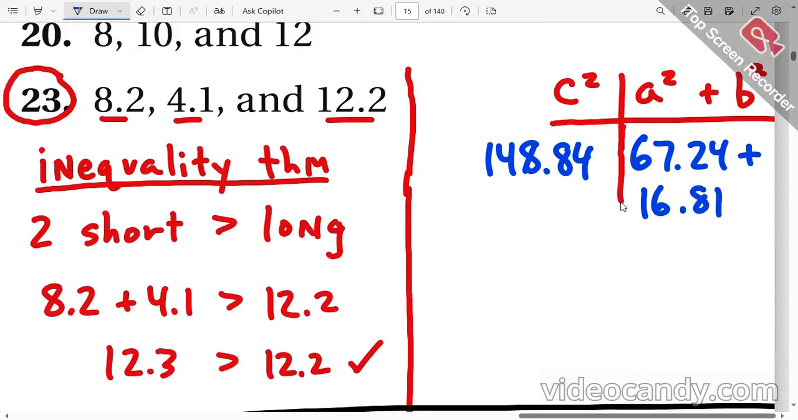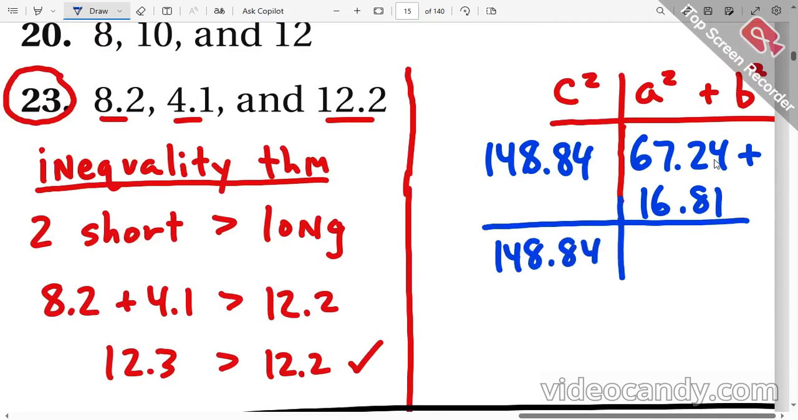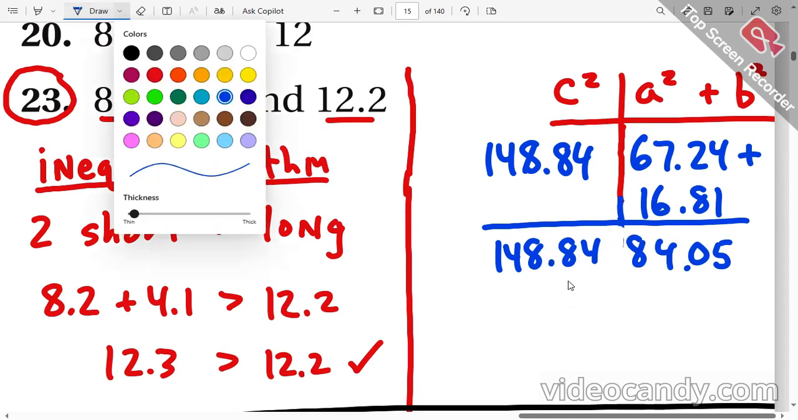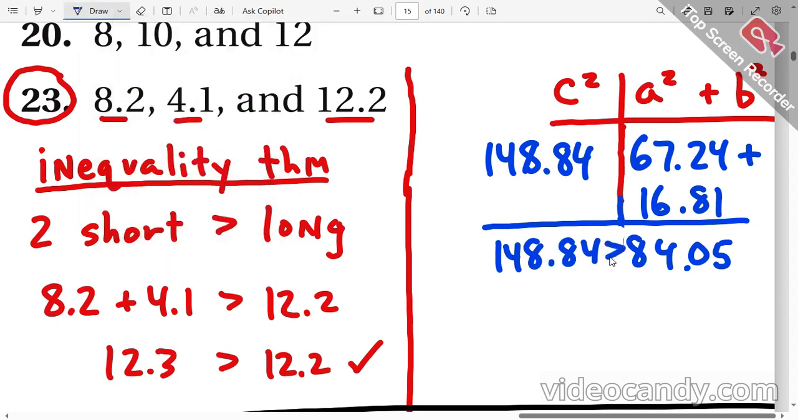All right, let's see. 148.84 is your c squared. Adding these two, 4 and 1 is 5. 2 and 8 is 10, carry the 1. 13, 14, carry the 1, and that's 8. So which side is greater? Well, we can clearly see 148.84, let me erase this bar in the middle, is greater than 84.05. So c squared is going to be greater than a squared plus b squared.